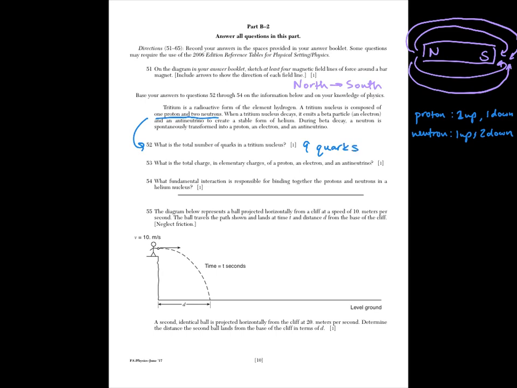Number 53. What is the total charge, in elementary charges, of a proton, an electron, and an antineutrino? So a proton is positive 1e in terms of elementary charge. An electron is negative 1e. An antineutrino is 0e. Well, what's the opposite of 0? It's still 0. There's no actual opposite sign to that. And so the next thing we've got to do is add them all up. Positive 1, negative 1, and 0 still comes out to 0e. And that is our total charge, it's 0e.